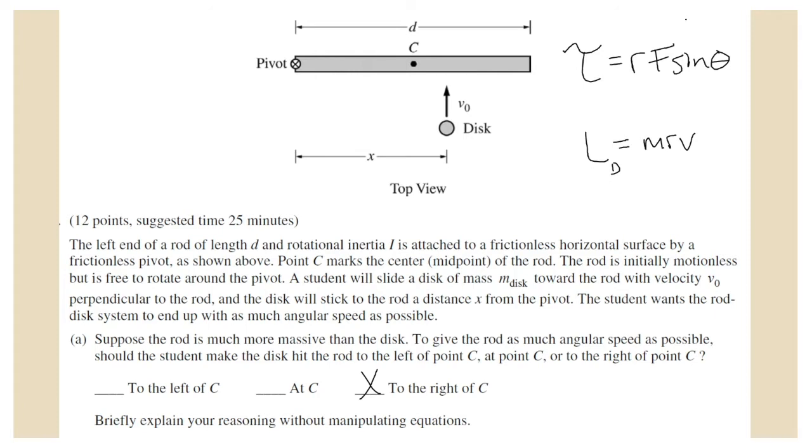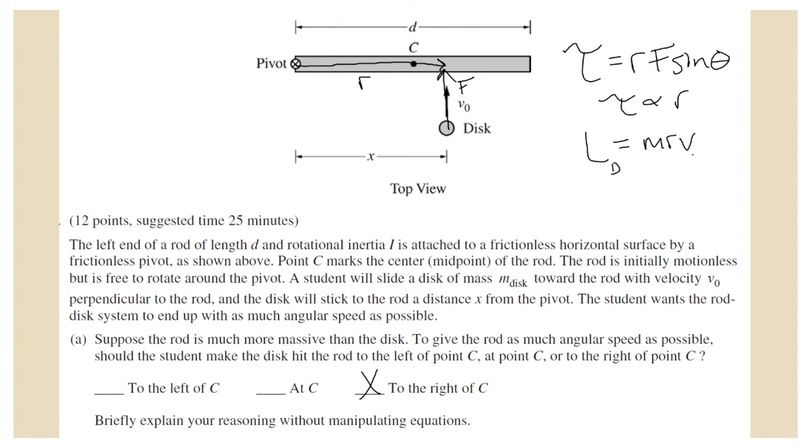You can say first that when the disk crashes into the rod, it is going to exert a force on the rod. And because that force is perpendicular to the moment arm, or that position vector, remember, drawn from the pivot point to the point of application of the force, it's going to exert a torque. And according to the torque equation, torque is maximized when the distance is maximized.